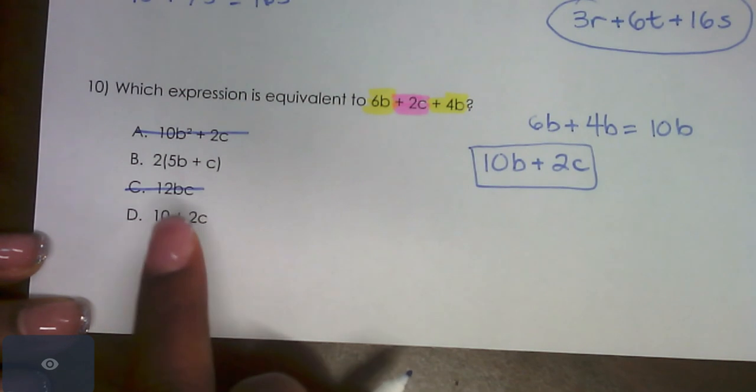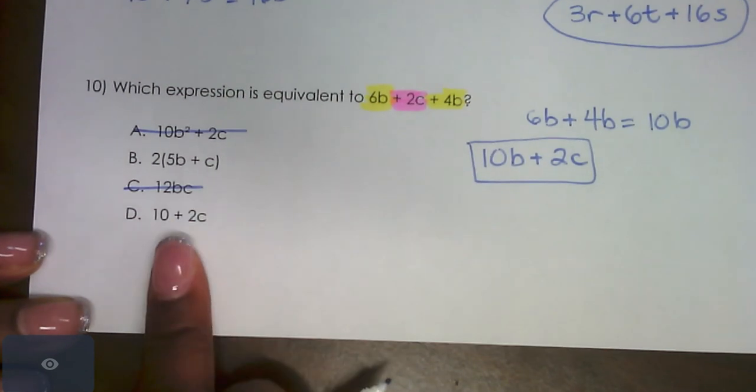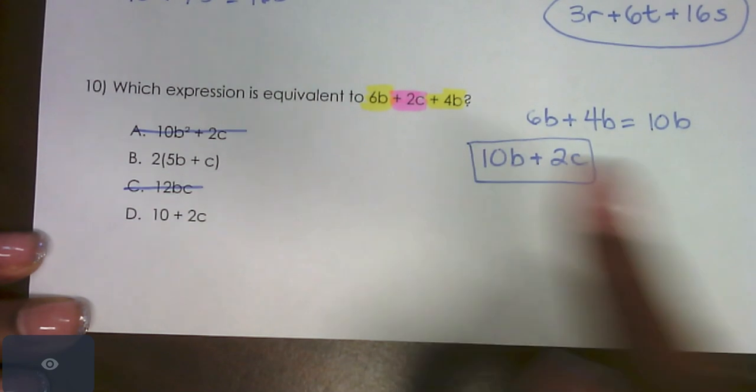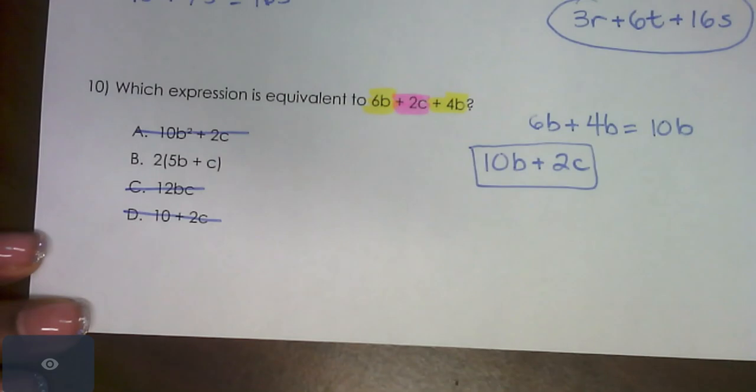And then look at this one. This one almost got me, guys. 10 plus 2c, but that means that the b was forgotten, so this cannot be the answer. We're eliminating answers that do not make sense, right?